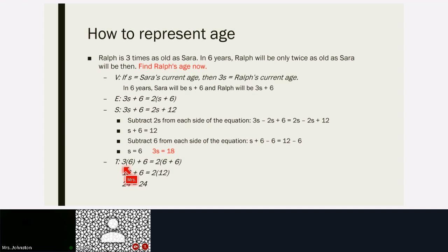To check it out, I put it back into my equation. 3 times 6 plus 6 equals 2 times 6 plus 6. And 18 plus 6 equals 2 times 12, and 24 equals 24. So it checks out to be true.